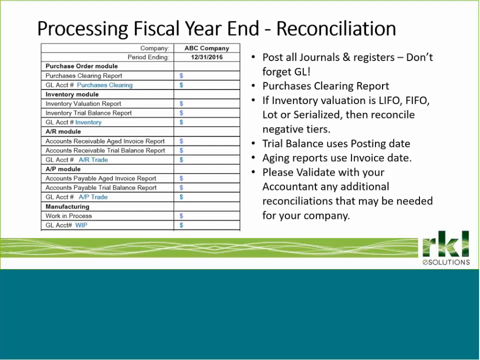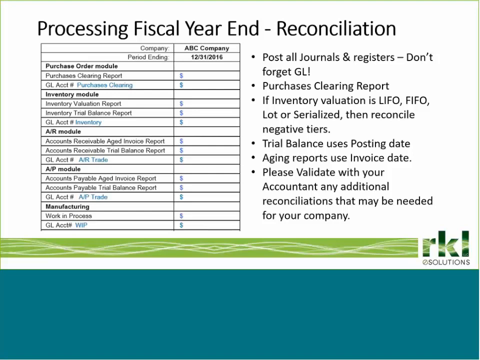It also means that your GL posting will probably be incorrect, because if it was an inventory item, when you did the receiving, it would have hit inventory and purchases clearing, and then when you process the invoice, it's going to hit your AP trade and whatever account you posted that invoice against. And if it was an expense, you might be putting something into your expense account twice. So it's very important that you reconcile that purchases clearing report.